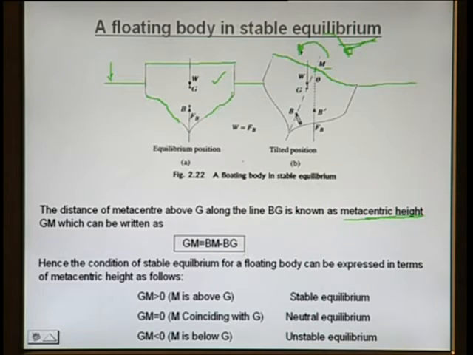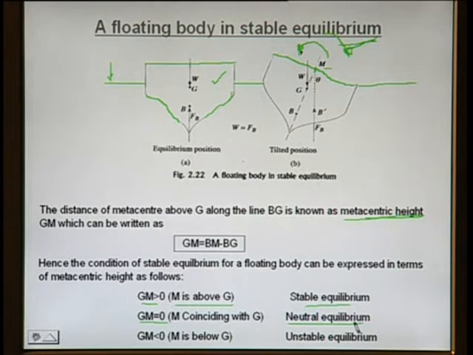So if we know the position of B and if we know the position of G, we can find out the GM with the help of this figure. For stability, if GM is greater than 0, meaning M is above G, we have a stable equilibrium condition, because in this case a restoring couple is formed which acts opposite to the overturning couple. When GM is equal to 0, when both lie at the same point, G and M, then we have a neutral equilibrium.